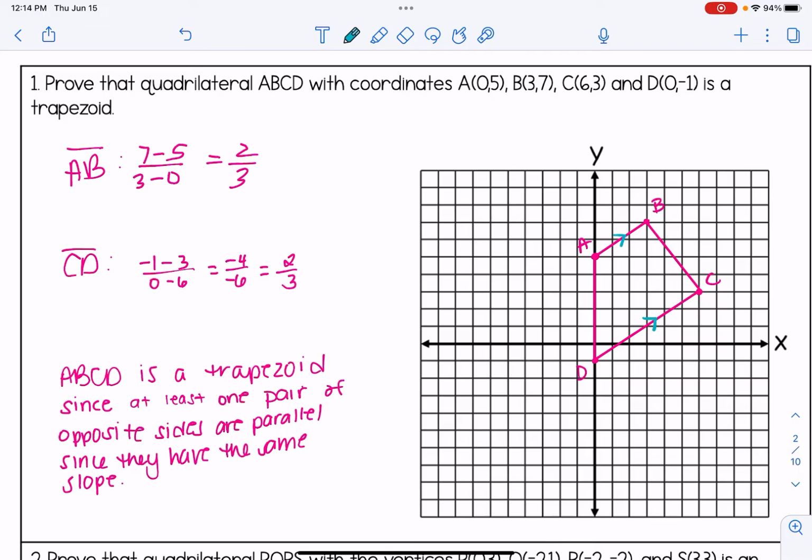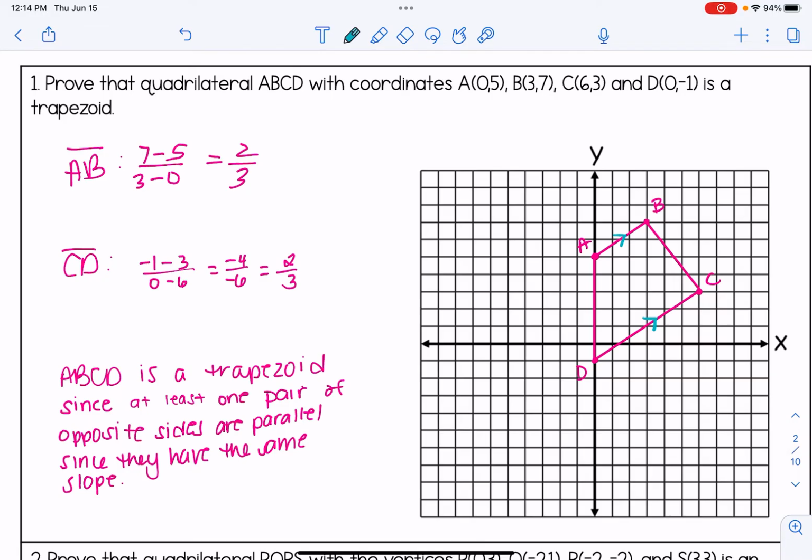We're going to reduce our slopes. And then we write a conclusion at the end, basically explaining what we showed. So ABCD is a trapezoid since at least one pair of opposite sides are parallel since they have the same slope. Okay, and that would be a completed proof on how to prove a quadrilateral is a trapezoid.